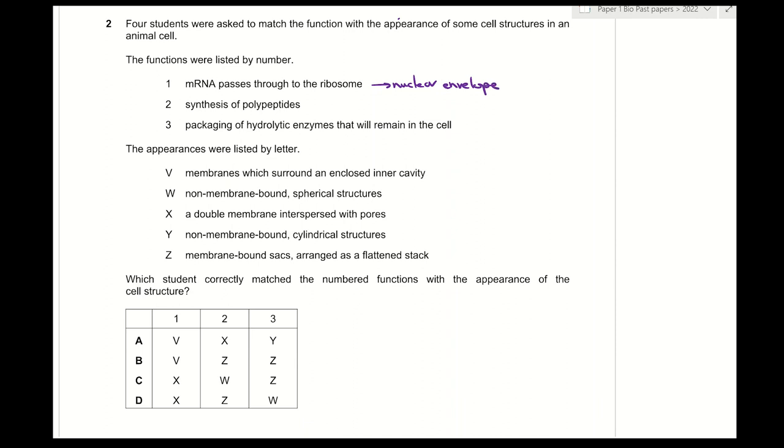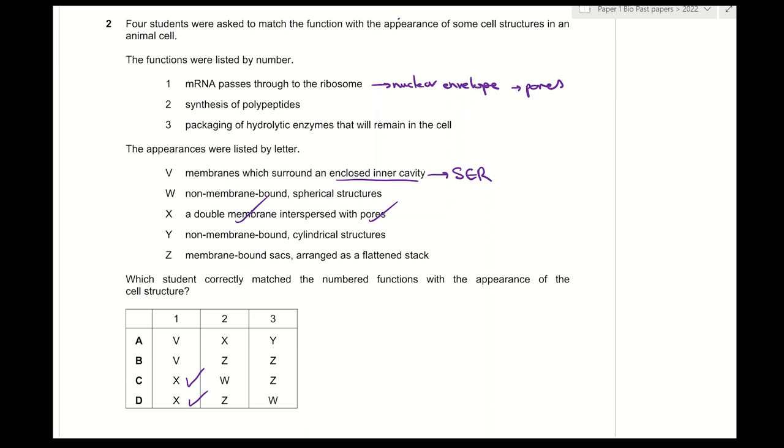Now let's see the suggestions that we have here. We have V and X. So V, membranes which surround an enclosed inner cavity. An enclosed inner cavity is most likely a tubular structure, which is the smooth endoplasmic reticulum, not the nuclear envelope, which has pores, by the way, to enable the mRNA to pass through. Now, let's see X, a double membrane interspersed with pores. So this is correct, a nuclear envelope is a double membrane and it does have pores to allow the movement of substances through. So one is going to be X.